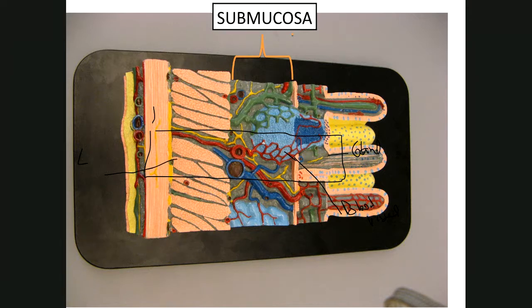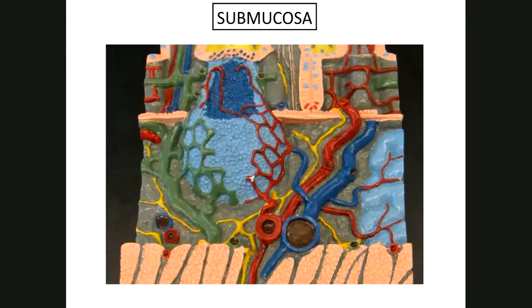And the tissue is dense, irregular connective tissue. So if you remember that from A&P 1, it's got a lot of collagen. And so this layer is tough and it's strong. If we blow it up, it looks, well, it looks bad. But anyway, there it is right there. So that is the submucosa.